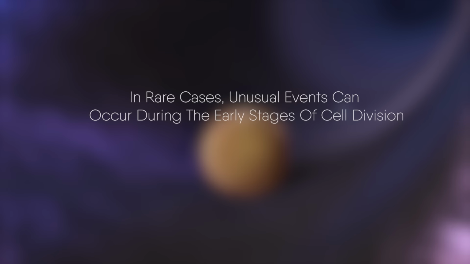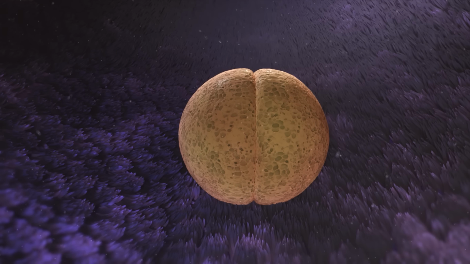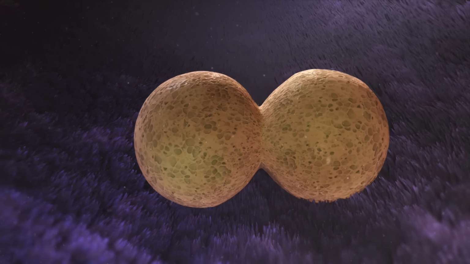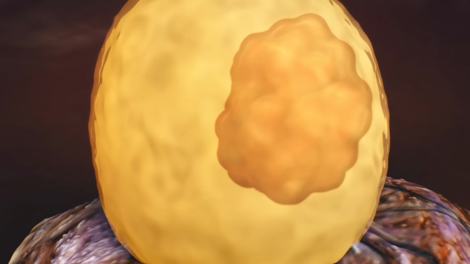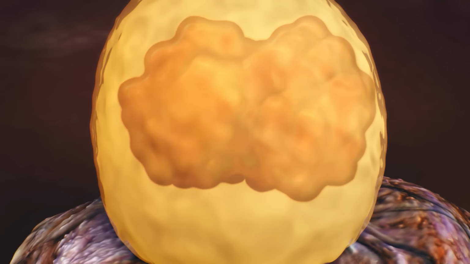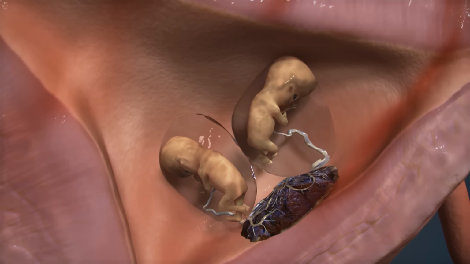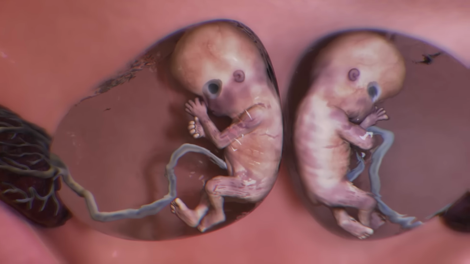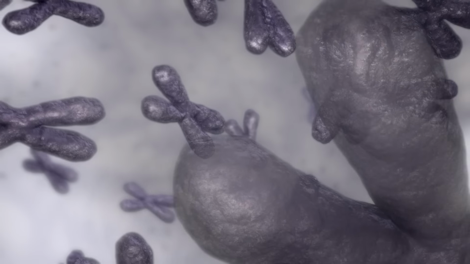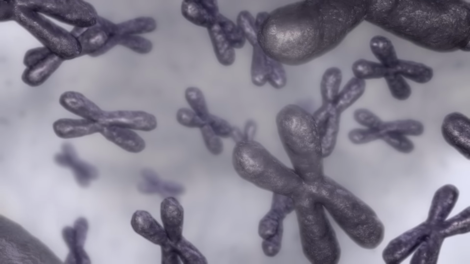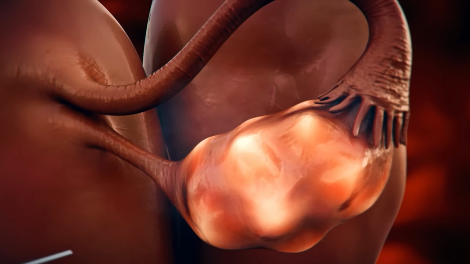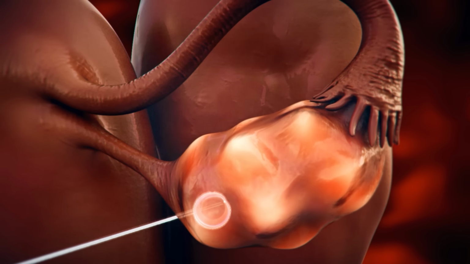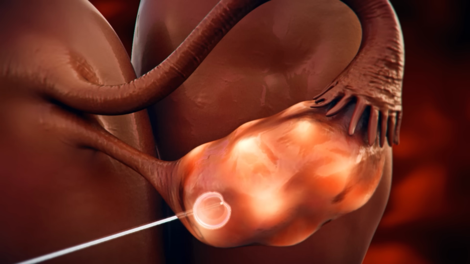In rare cases, unusual events can occur during the early stages of cell division. The developing cell splits into 2 distinct groups, each with the same complete set of DNA from the original fertilized egg. These 2 groups of cells continue to divide independently, and each one will eventually develop into a baby. The exact mechanism that triggers the splitting of a zygote is not yet fully understood. Potential genetic factors, along with certain environmental influences, such as specific fertility treatments, may affect the likelihood of this occurrence.